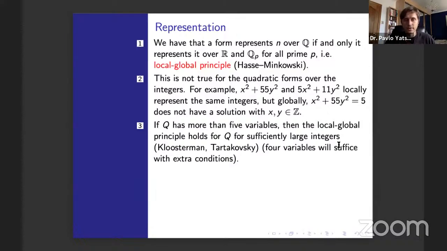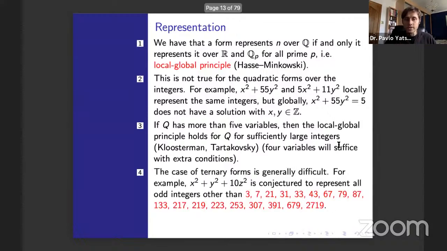So these are results with 5 and 4 variables, and it naturally leaves the question of what happens with 3 variables. In the case of 3 variables, it's generally really difficult. And one of the prime examples of this is the Ramanujan ternary form. It's x squared plus y squared plus 10 z squared.